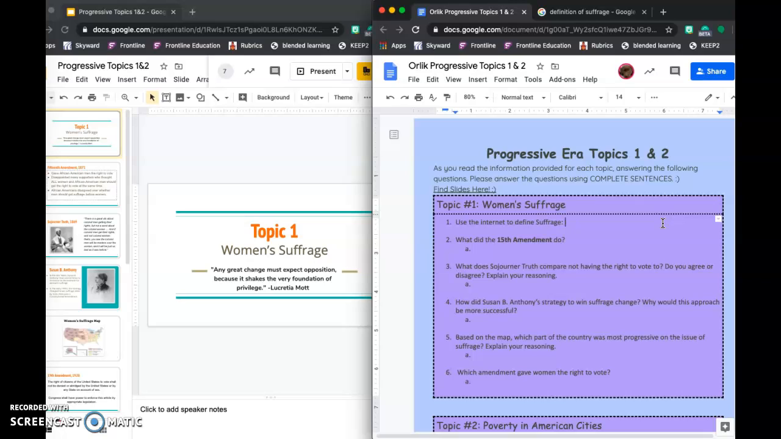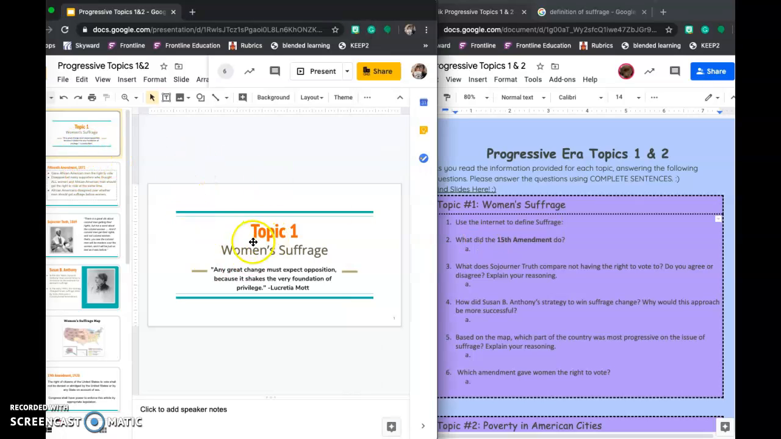All right, the next thing to do is to read through the slides, and I would have them open like this. I would have the slides open on the left and your document open on the right. So the first question, what did the 15th Amendment do? Well, if I come over here, we're learning about women's suffrage. The definition of suffrage is the right to vote, so it's the women's right to vote. That's what we're focused on.